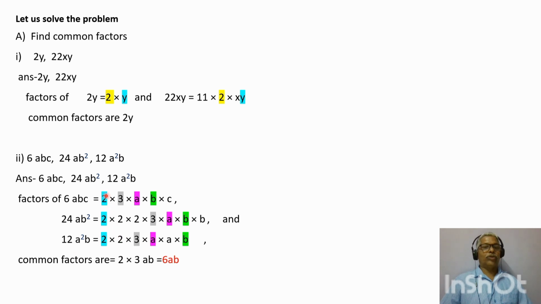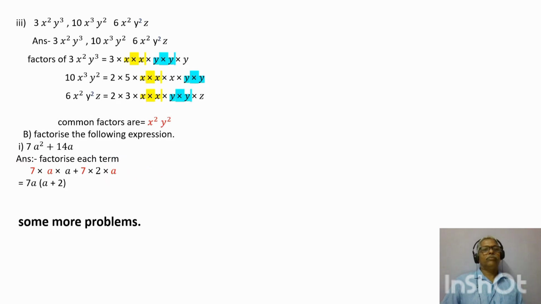So now you can see 2 is common. Then 3 is also common. Then a is common and b is common. So 2 into 3 into a into b, so 6ab. Okay. So 6ab is common. So that is how you have to find the common factors of as many terms as you are given. You can find them. Okay.